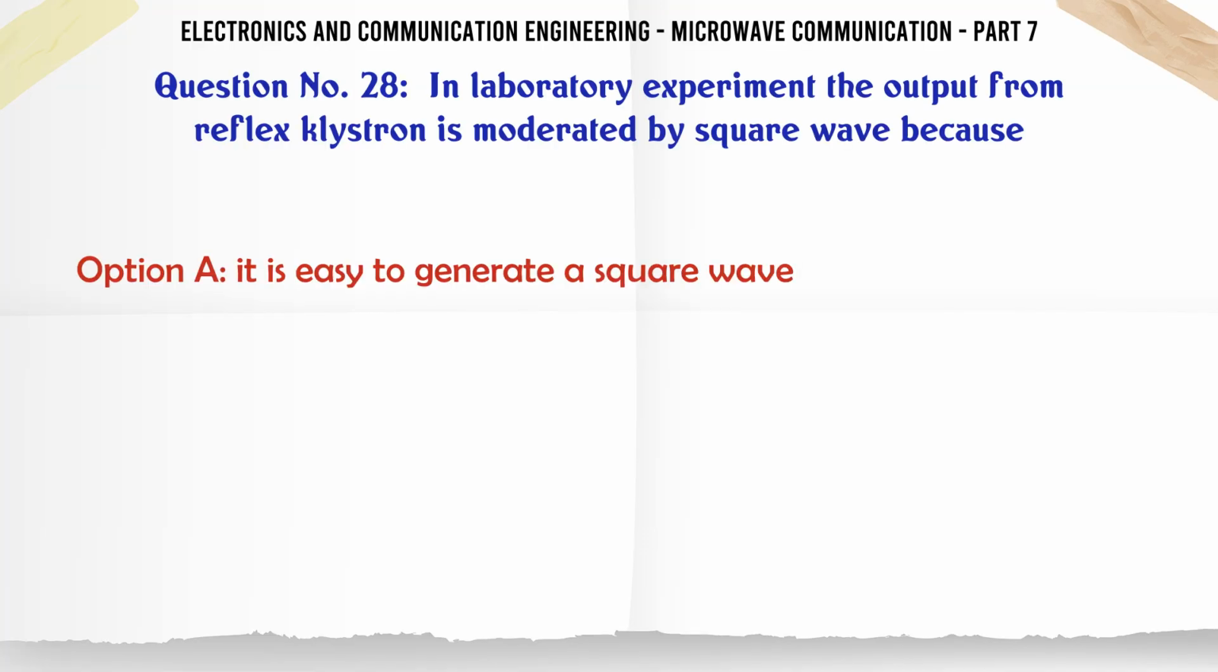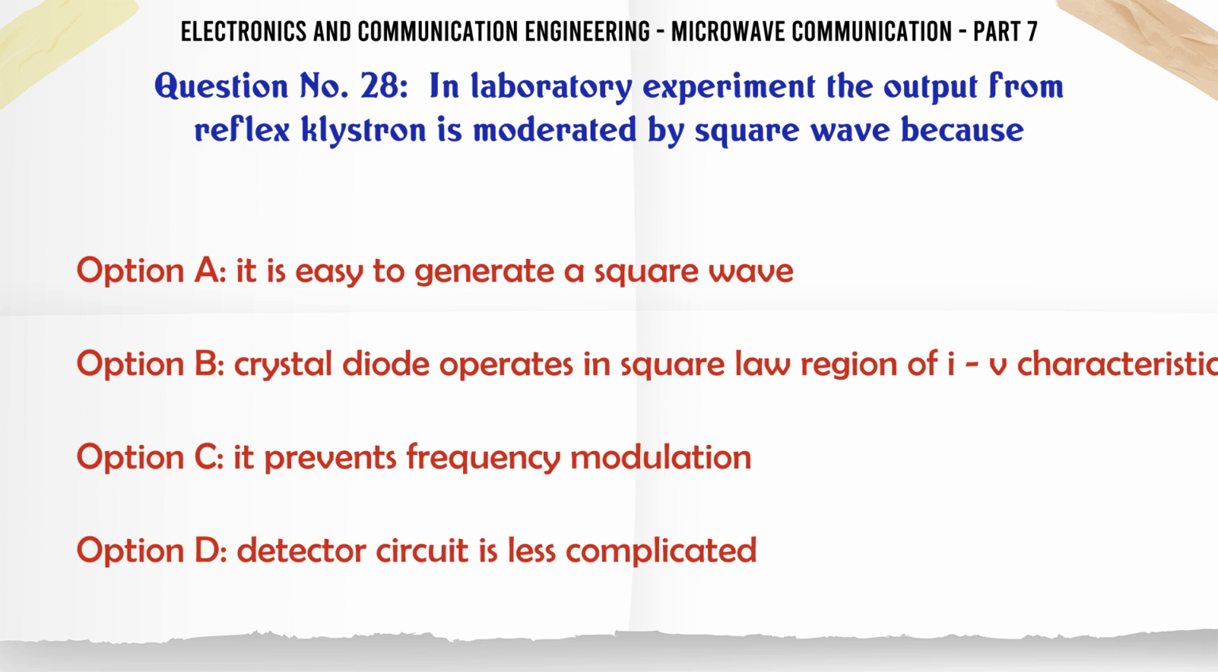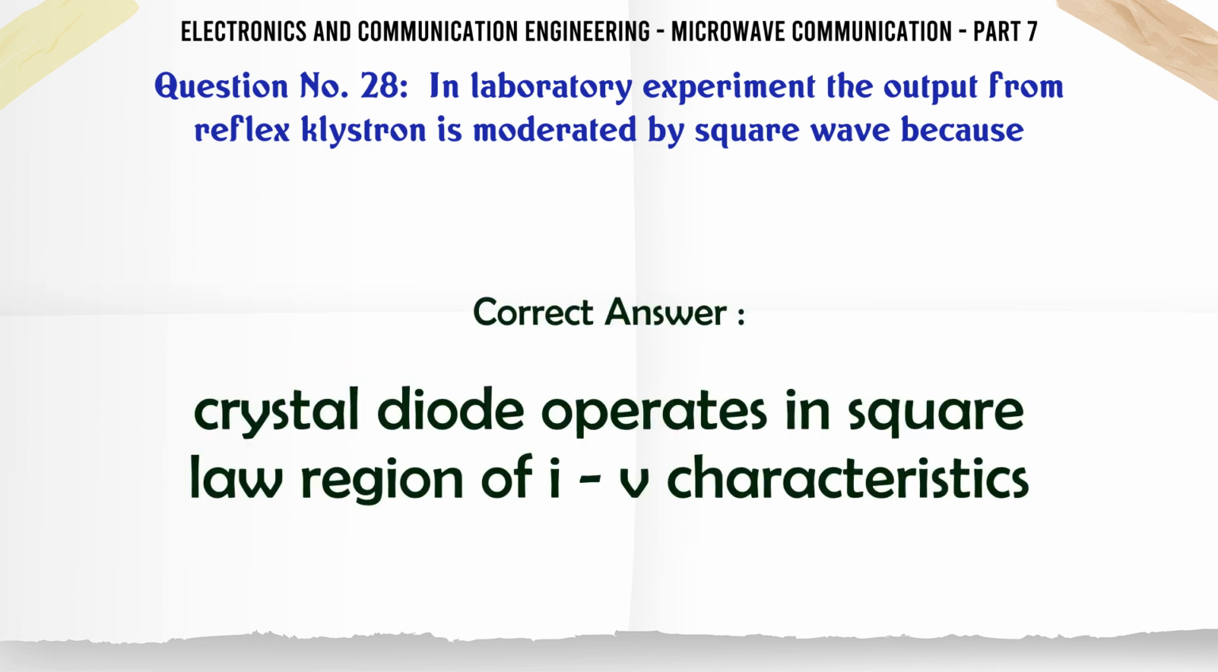In laboratory experiment the output from reflex klystron is modulated by square wave because A. It is easy to generate a square wave, B. Crystal diode operates in square law region of IV characteristics, C. It prevents frequency modulation, D. Detector circuit is less complicated. The correct answer is crystal diode operates in square law region of IV characteristics.